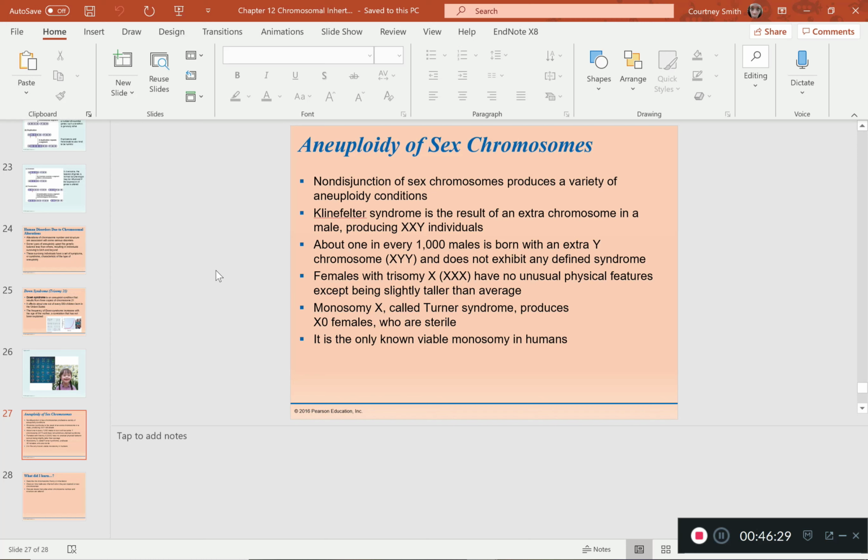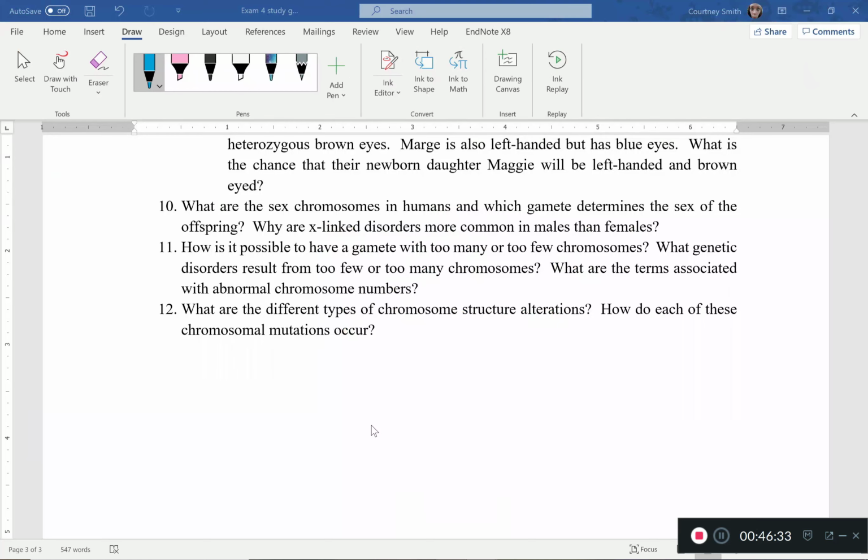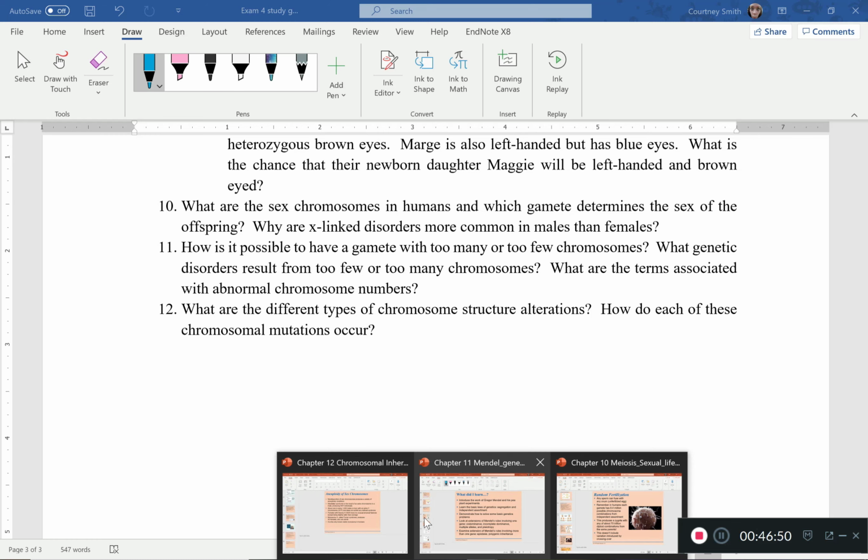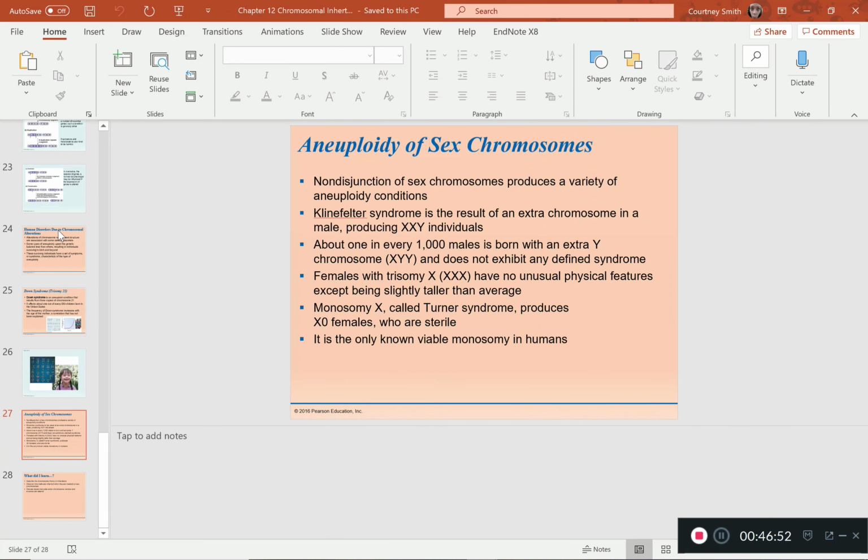And I believe that's all the conditions that I wanted to talk about. So let's go ahead and talk about number 12 real quick, and that will wrap up our video. So there are different types of chromosome structural alterations, and we're going to talk about each of them. And then also we're going to talk about how each of these mutations occur. So just real quick, chapter 12.